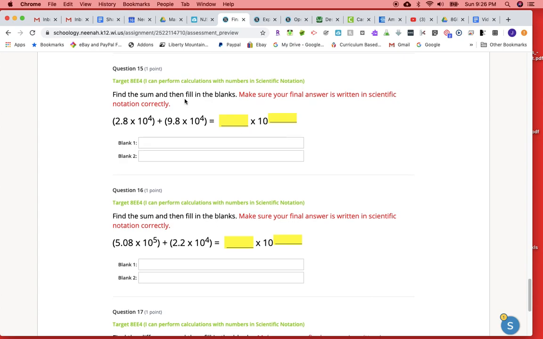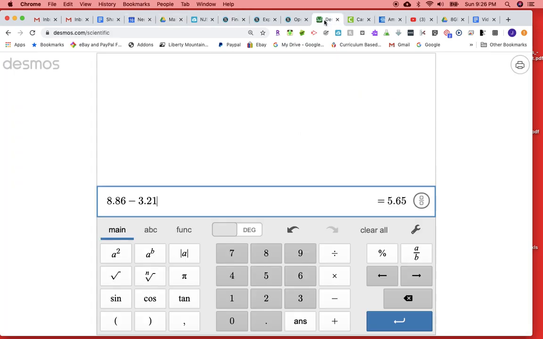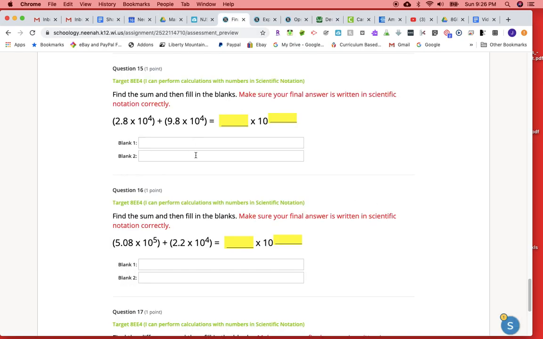15, find the sum, that means add. So in this case, we're going to have the same exact rules. If we have the same exact exponent, we're just going to add our coefficients. 2.8 plus 9.8, and we get 12.6. So I'm going to put 12.6. And we keep our exponent the same, 4.